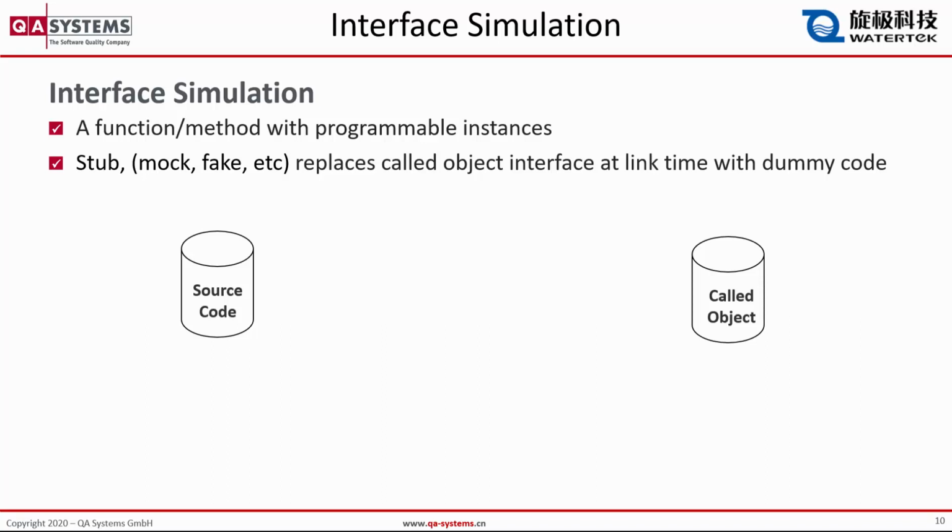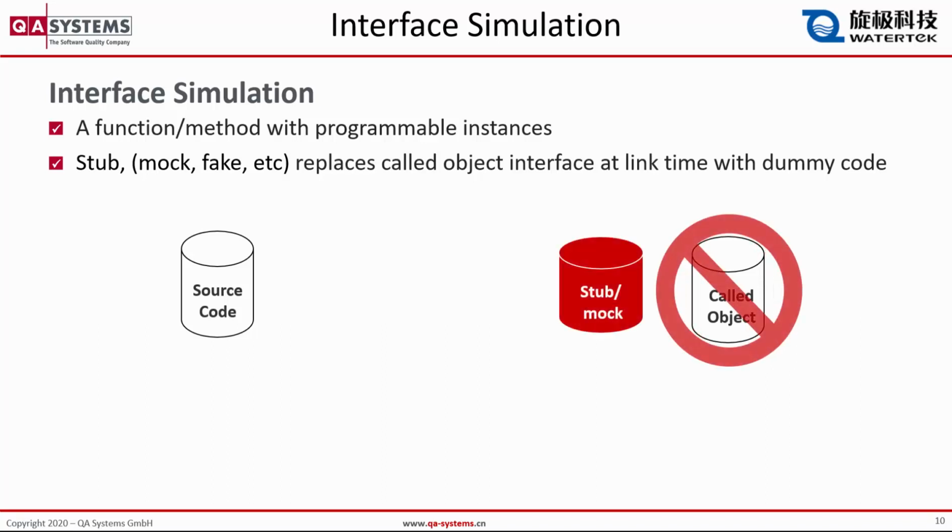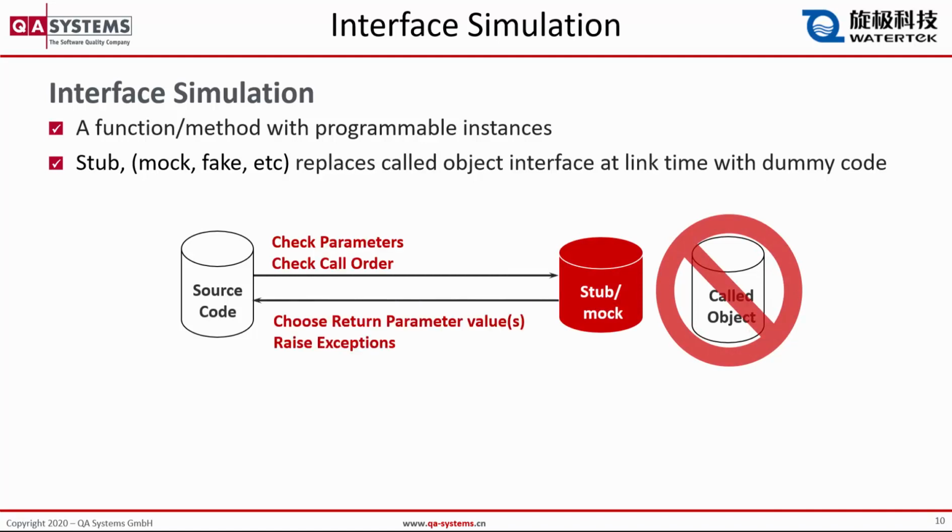Drilling down, what does interface simulation mean? A stub, mock, fake or dummy replaces the called object at link time with some dummy code. The dummy code is a replacement of the interface of the object, not its body. What does this mean? It means that the source code is making a call where you can check the parameters and the order to the called object, but instead of it being used, you use a mock or a stub. That mock or stub allows you to choose and set return values and parameters or raise exceptions.